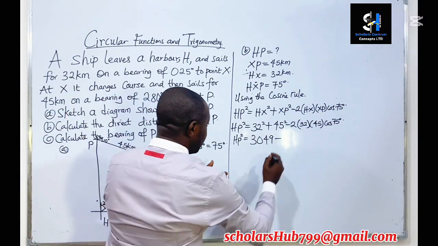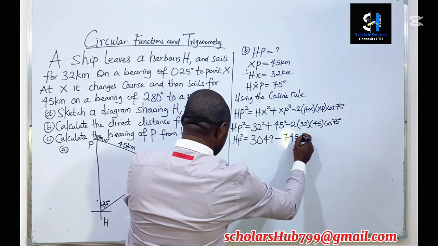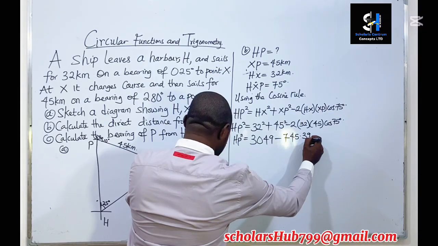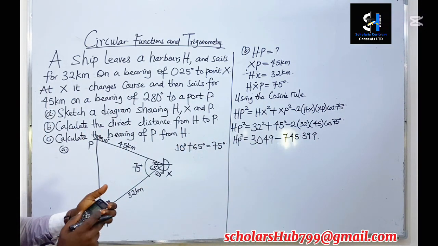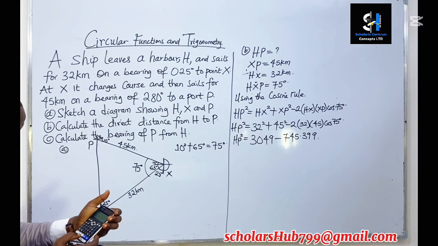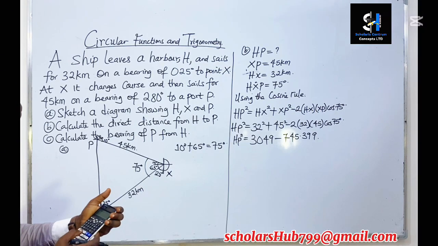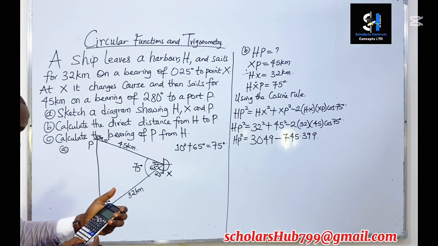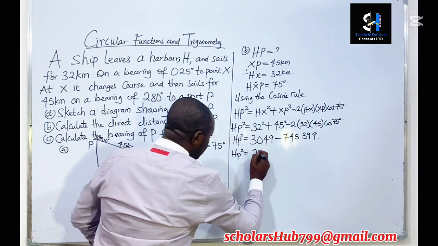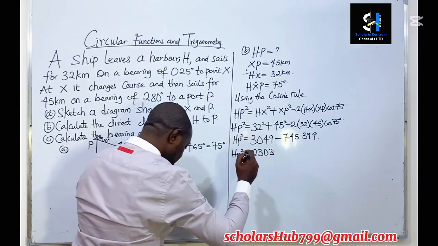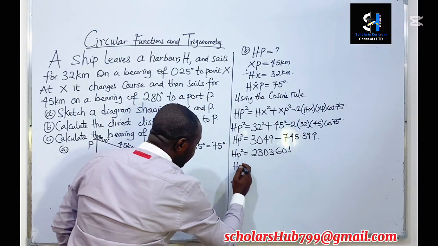That'll be 745.399. So what is 3049 minus 745.399? So HP squared will be equal to 2303.601. Okay, so let's get the value of HP.